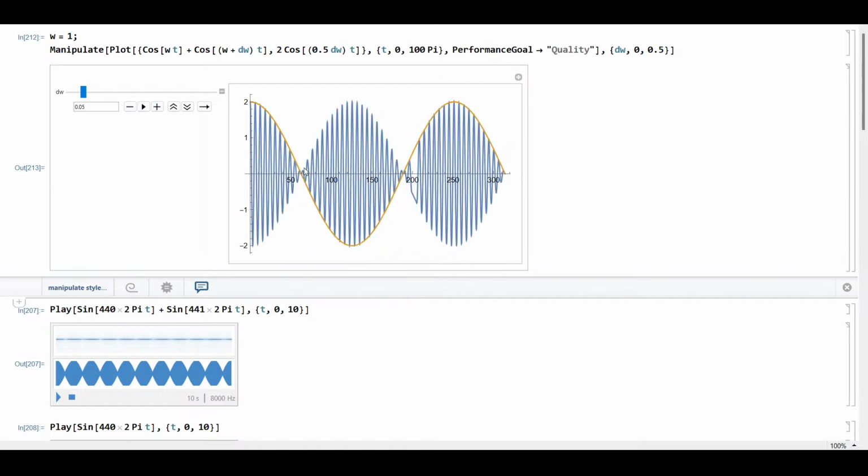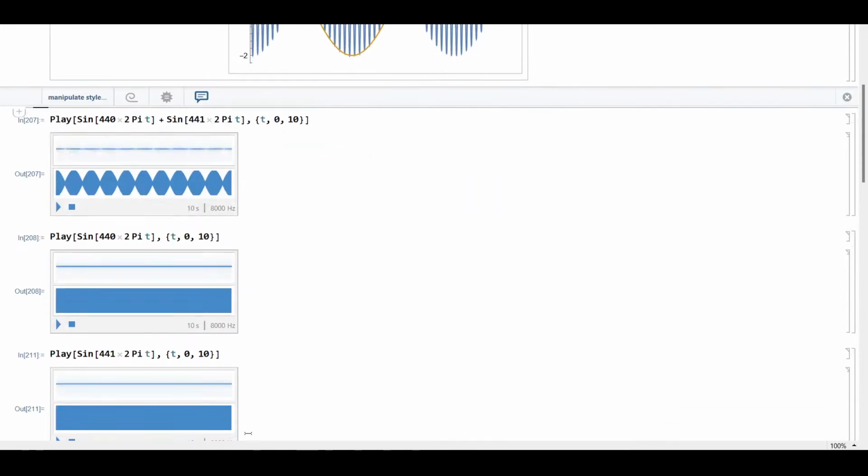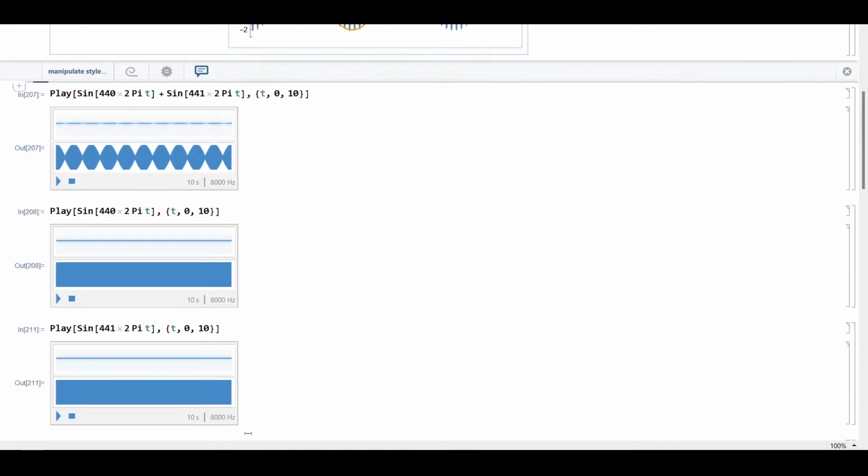Okay, so you see this amplitude is increasing to a maximum, then decreasing to absolutely zero, no sound. So that's what you hear: increasing and then decreasing to zero sound, increasing and then decreasing to zero sound. Okay, so this was about beat frequencies. I hope it is clear to all of you now.